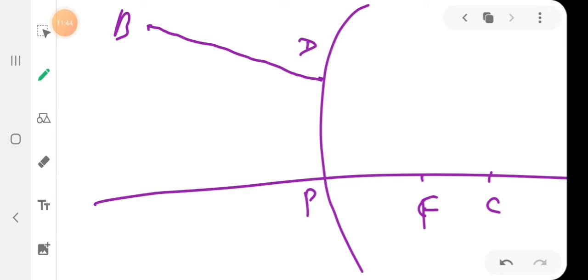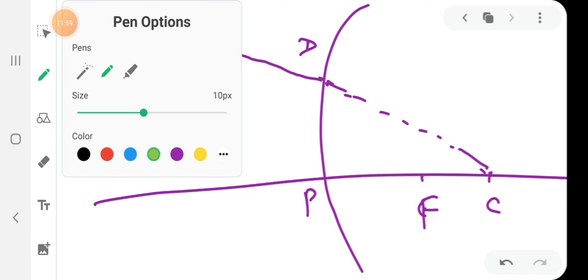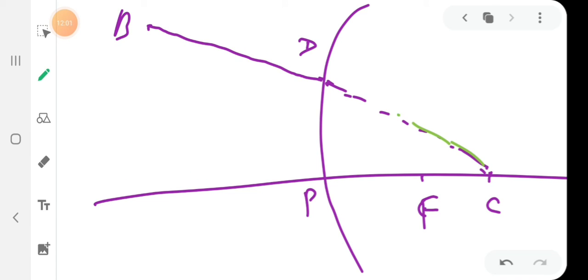As we all know, when this ray falls on the mirror, it is going to pass through the center of curvature, and as it is going to pass through the center of curvature, it retraces its own path. What will it do? It will trace back its old path as it is. Okay, so we can say that ray DB is retracing its path.